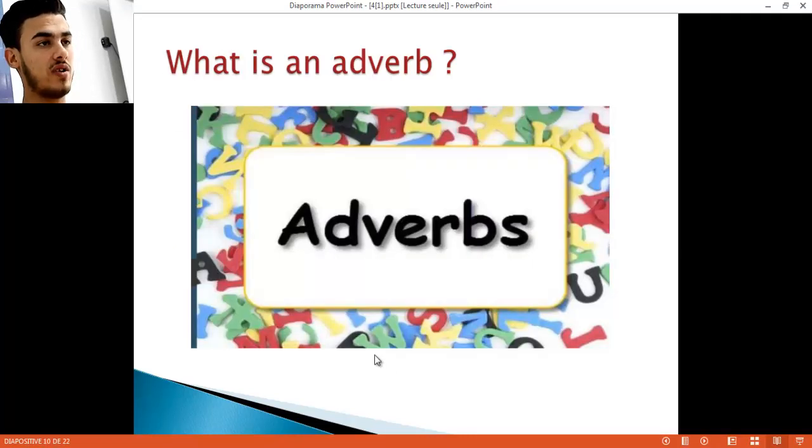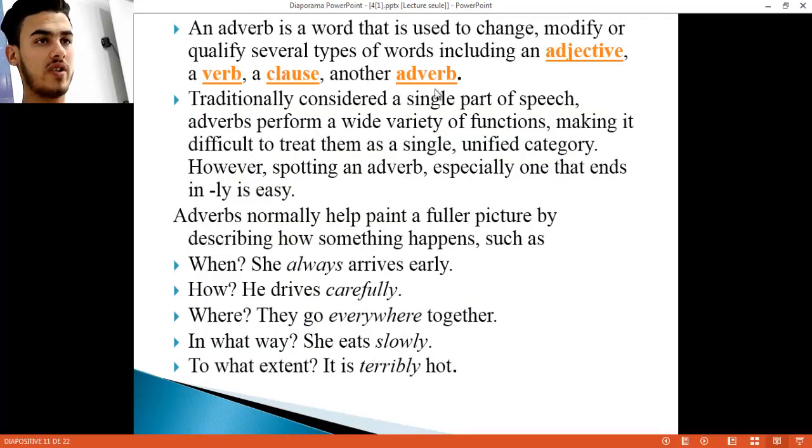So, let's move a little bit and see what an adverb is. An adverb is a word that is used to change, modify, or qualify several types of words, including an adjective, a verb, or a clause, or another adverb. So, as we have seen last time, the adjective describes the noun, while the adverb describes a verb, a clause, or another adverb, and here is the difference between the adjective and the adverb.